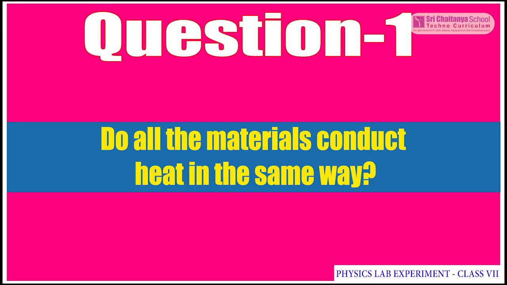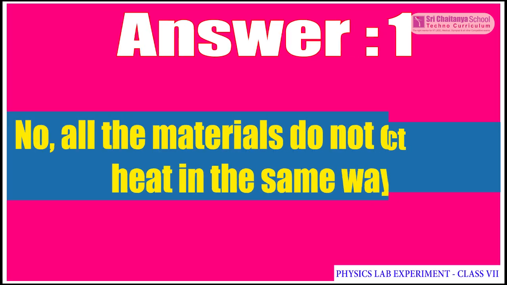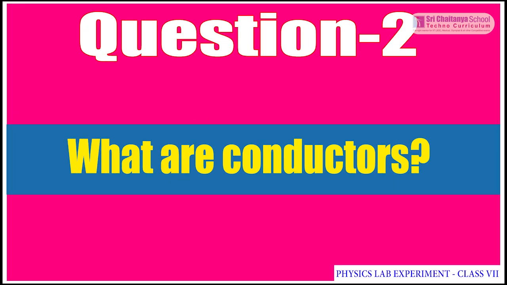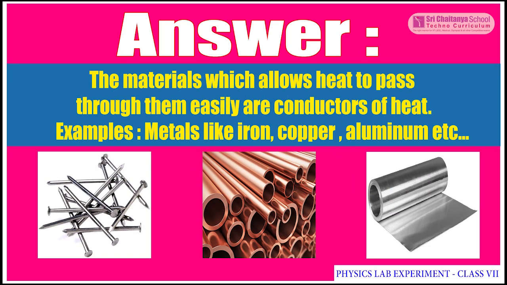Question number 1. Do all the materials conduct heat in the same way? The answer is no. All the materials do not conduct heat in the same way. Question number 2. What are conductors? The answer is: materials which allow heat to pass through them easily are conductors of heat. Examples: metals like iron, aluminum, copper, etc.